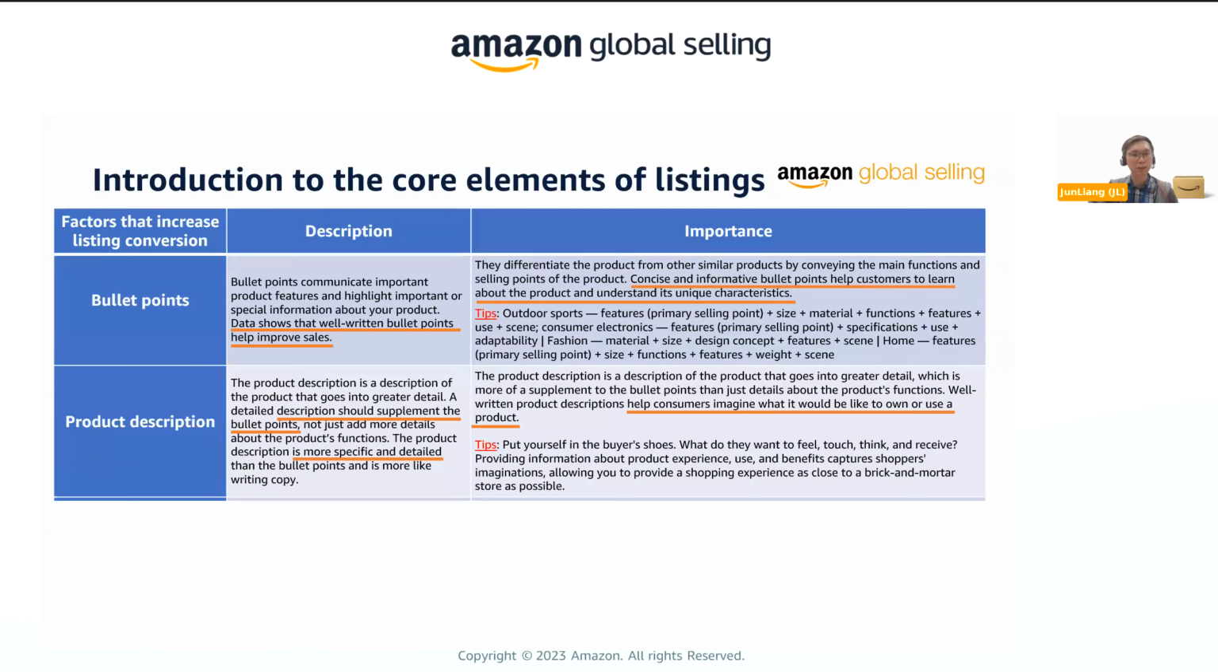The next thing is the product description. The product description should supplement the bullet points. It is something that is more specific and detailed than the bullet points. To give you an idea, writing this will help consumers imagine what it would be like to actually use or own your product. So the tip here is to put yourself in your buyer's or your shopper's shoes and try to understand what they want to feel, touch, think and receive just by reading the description.